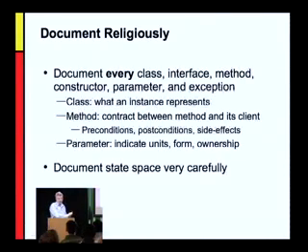What does this mean? For classes, just tell me what an instance of that class represents. For methods, tell me the contract between the method and its client. That is what must be true before I call it, what will be true after it returns, and any side effects. Those are particularly important. If you have side effects and you don't document them, people will shoot themselves in the foot. I'll give you an example of this later.